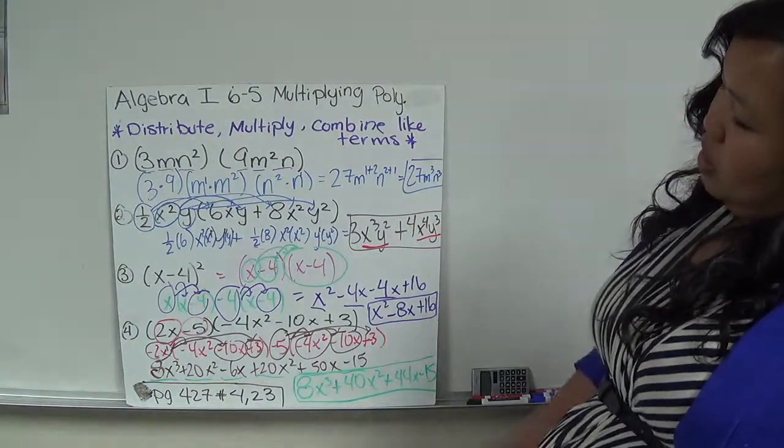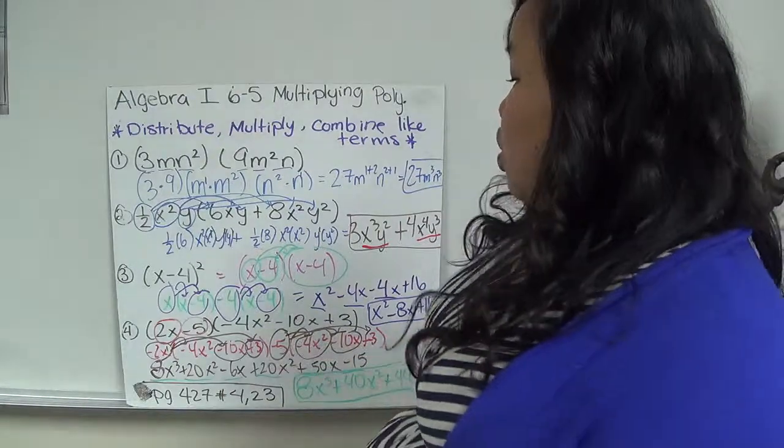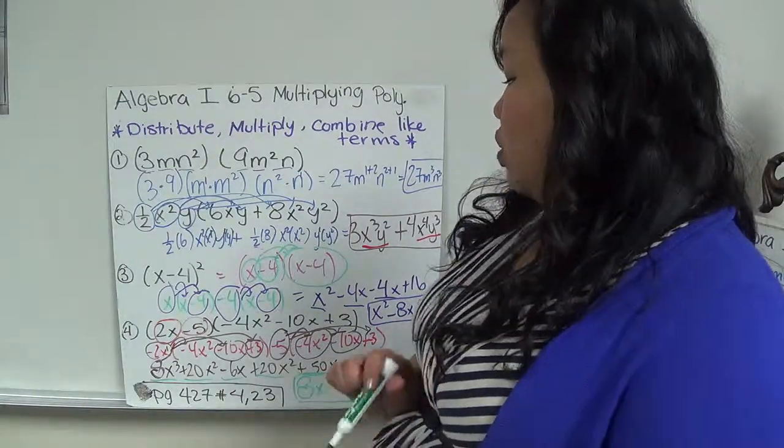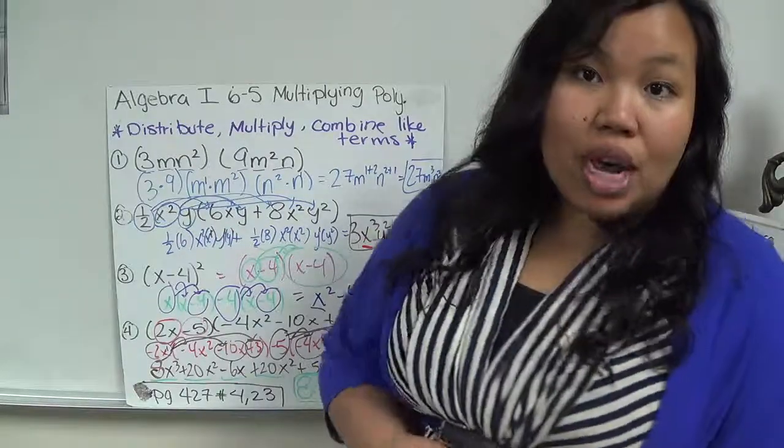All right? So, there's a lot of work, don't worry, we'll go over it in class if you get confused, but go ahead and try page 427, numbers 4 and 23. 427, numbers 4 and 23, and I will see you in class.